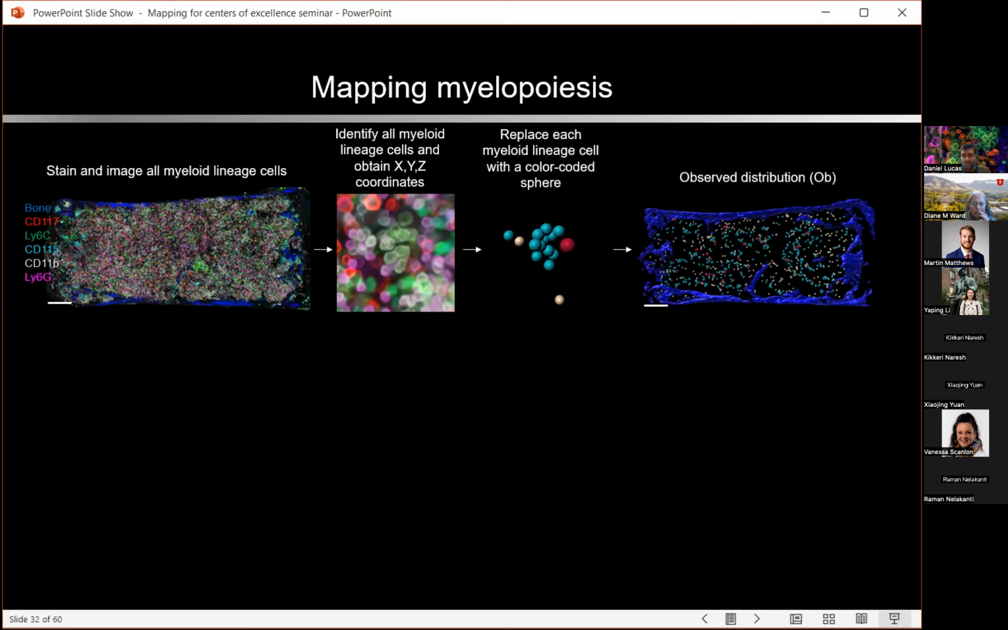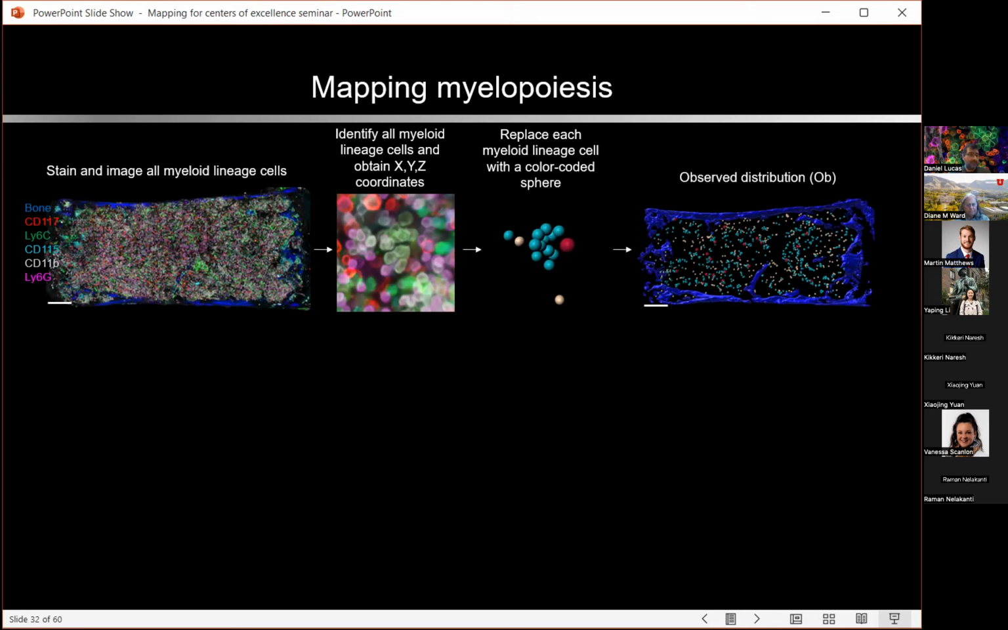Now, because we have the coordinates, we can interrogate whether some cells are closer than predicted to each other, whether cells interact, whether cells cluster together. But in order to do that, we need some type of measuring stick.